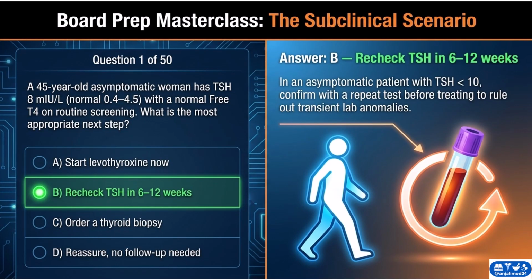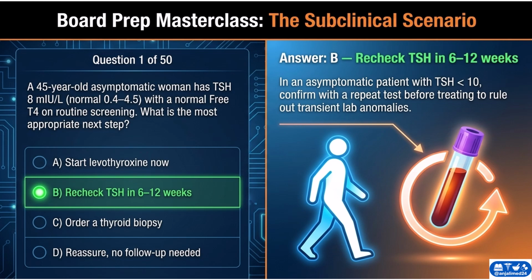Let's finish with a high yield exam question. A 45-year-old asymptomatic woman has a TSH of 8 milli international units per liter with a normal free T4. What is the next best step? The correct answer is B. Recheck the TSH in 6 to 12 weeks. This patient has subclinical hypothyroidism.